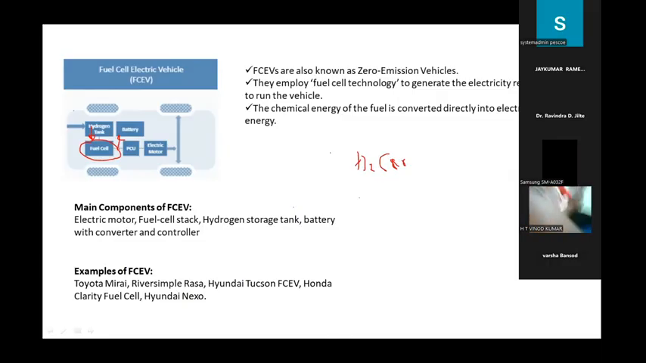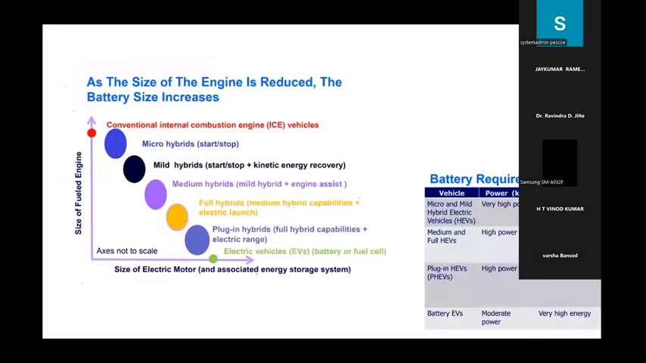So these are the emerging kinds of cars that are available. The examples are very high end, like the Toyota Mirai, Hyundai Tucson, Honda Clarity, and Hyundai Nexo. These are a few examples. Now if you come to the topic which we call battery thermal management of electric vehicles.